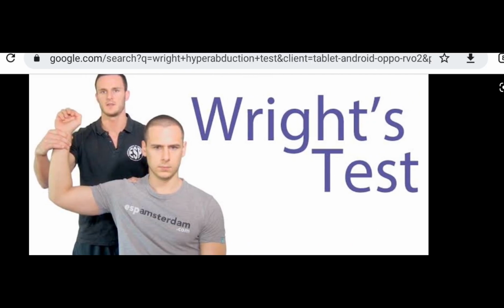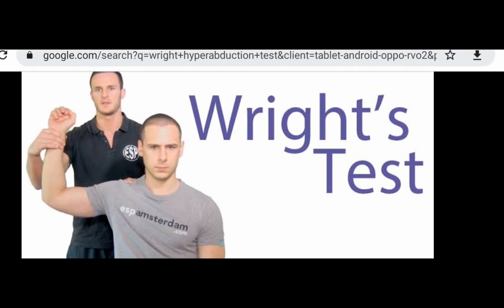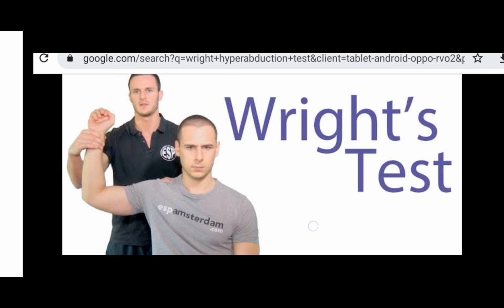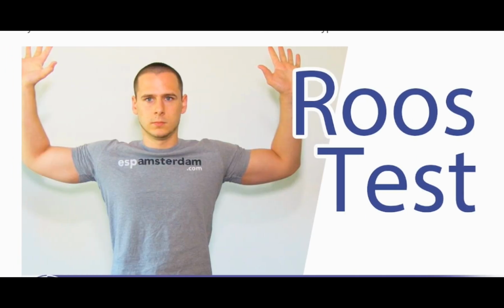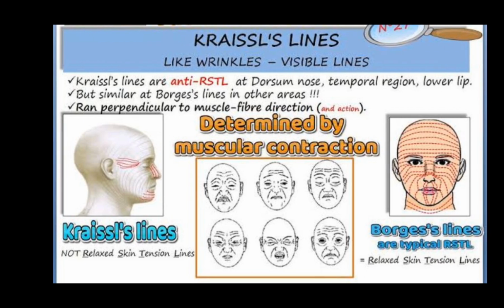Then the next image we have is of Wright's test. The Wright's test, basically one arm is in the upward position. In the Roos, both the arms were in the upward position, while here only one arm is in the upward position. Then next we have the lines, the visible lines or the lines on the skin, and what are they known as and what is their cause.